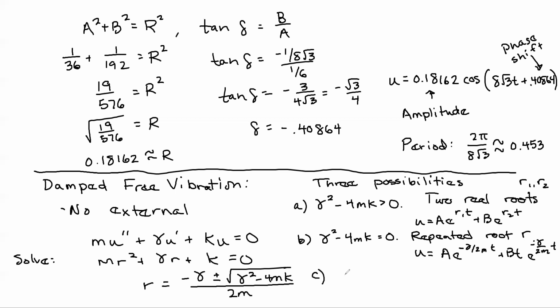And then case 3, gamma squared minus 4mk less than 0. If we have that possibility, then we're going to have complex roots.